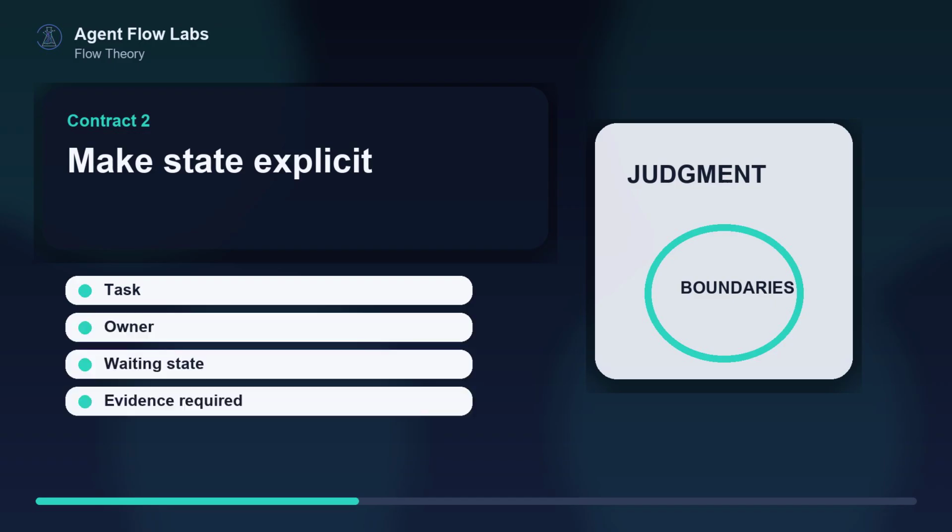The second contract is state. Ask the agent to track 4 things. What is the task? Who owns it? What is it waiting on? And what evidence is required before the next step? Without state, every interaction becomes a memory test. The agent may know how to upload a video, but does it know which channel is intended? Does it know whether the token belongs to the right account? Does it know whether the upload should be private, unlisted, or public?